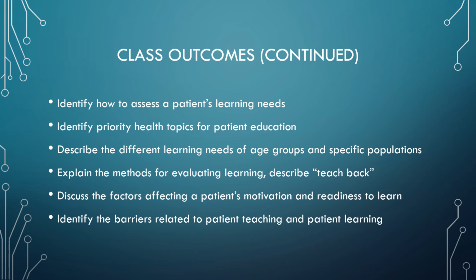So we will also identify how to assess a patient's learning needs, identify priority health topics for patient education, describe the different learning needs of age groups and specific populations. I'm really not going to address age groups because we deal here with the older adult, but I am going to speak to special populations. Explain the methods for evaluating learning, describe teach back, discuss the factors affecting a patient's motivation and readiness to learn, and then identify the barriers that are related to patient teaching and then patient learning.